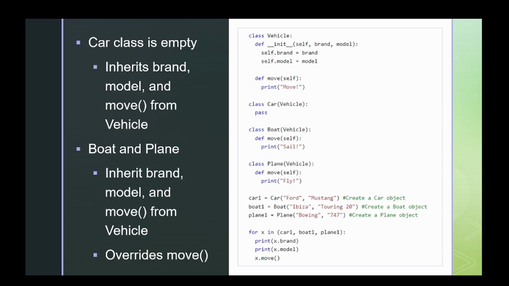So for example, here I've got my car, boat, and plane. They're exactly like I did them before, but now I can print the brand, the model, and I can tell it to move. So if I were to do that for the car, it's going to print Ford Mustang and it's going to say move. If I do it for the boat, it's going to say Ibiza Touring 20 and then it's going to say sail. If I do it for the plane, it is going to say Boeing 747 and it's going to say fly. So it's going to look within itself first, and if it does not have that thing, then it's going to go back to its parent.